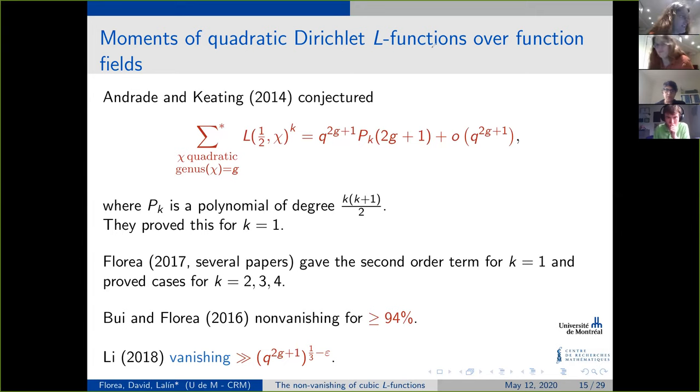But there are also results for vanishing. There is a result by Wanlin Lee from 2018. She proved that there is vanishing. The vanishing has a proportion that goes to 0 when g goes to infinity. Here I wrote a 1/3: the exponent of the vanishing is smaller than the number of characters, which is like q to the 2g plus 1. So this proportion goes to 0, but vanishing is still there. So the Chowla conjecture is not true here. It is not the same to say that 100% of the characters have non-zero L value as to say that all the characters have non-zero value. Here the proportion goes to zero, but it is still there.